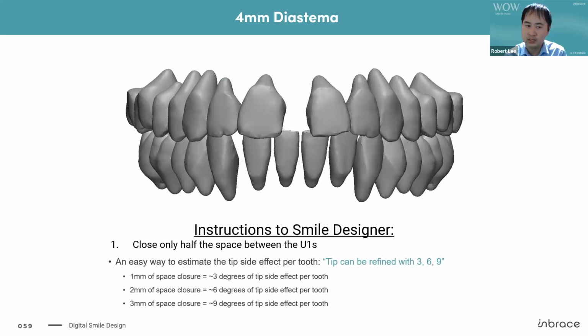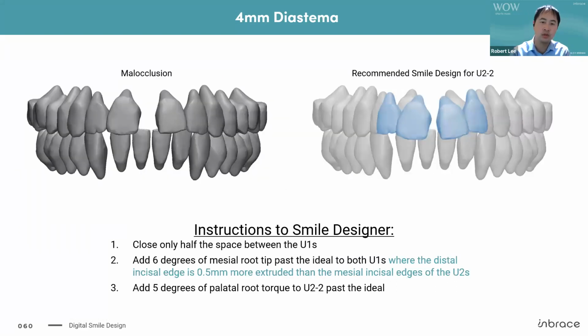Tip can be refined with 369. So 2 millimeters of space closure is going to be about 6 degrees of tip side effect per tooth. So we're going to add about 6 degrees of mesial root tip past the ideal to both upper ones to counteract the 6 degrees of side effect that we're expecting per tooth. And then we'll also add about 5 degrees of hollow root torque to upper 2 to 2.